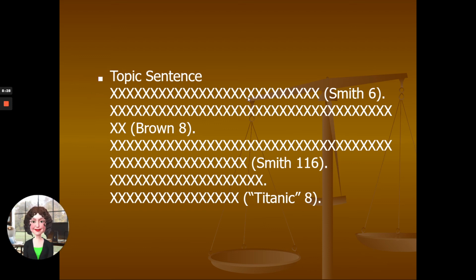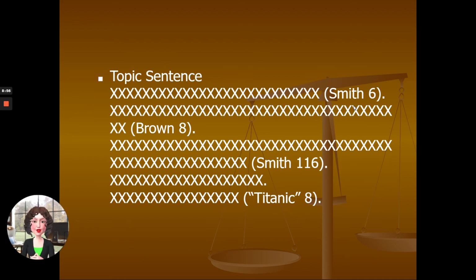This citation here indicates that all information that's not common knowledge leading up to this is from Smith 6. This citation indicates that all information that came between Smith and this point comes from Brown 8. Then I've gone back to Smith, and then I've gone to the next source, citing by title, Titanic.